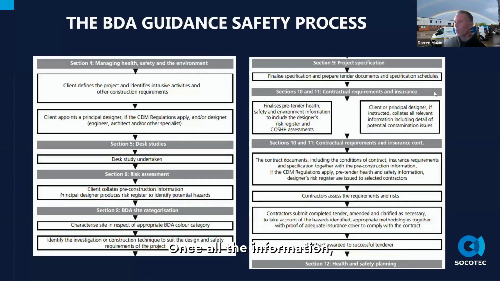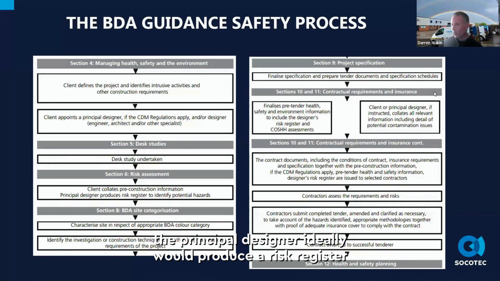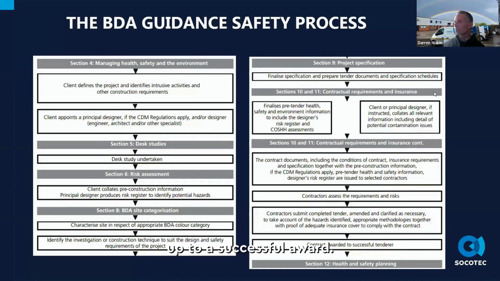Once all the pre-construction health and safety information has been gathered together, the principal designer would ideally produce a risk register to identify those hazards and provide that to the GI site contractor with the appropriate BDA site category, which I'll explain in a moment. On the right side, it's following site categorisation. It's a contractual requirement, so tendering, ensuring insurances are in place, and so on, up to successful award.